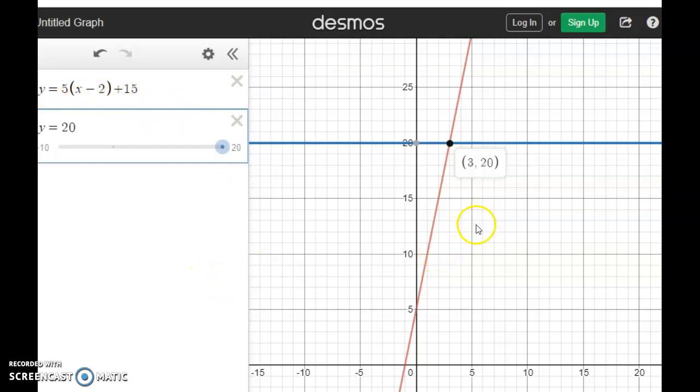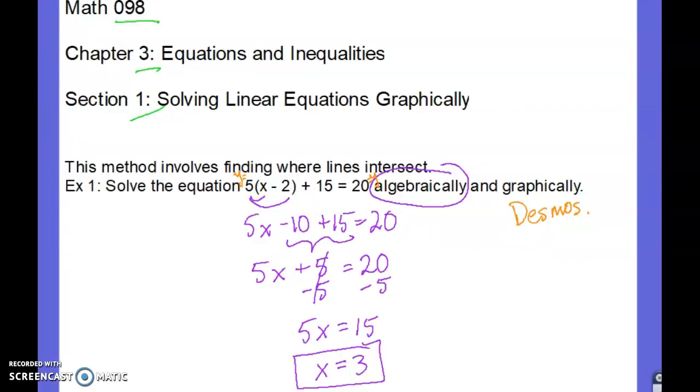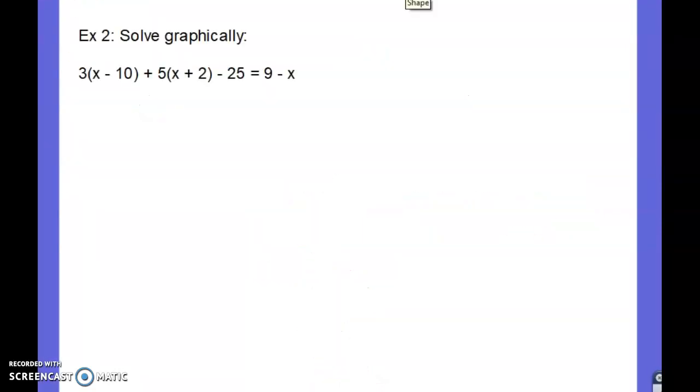So we're going to explore some more of this without the use of Desmos. So you can see that x equals 3 is the correct answer. So don't be afraid to use your tools to help you out.